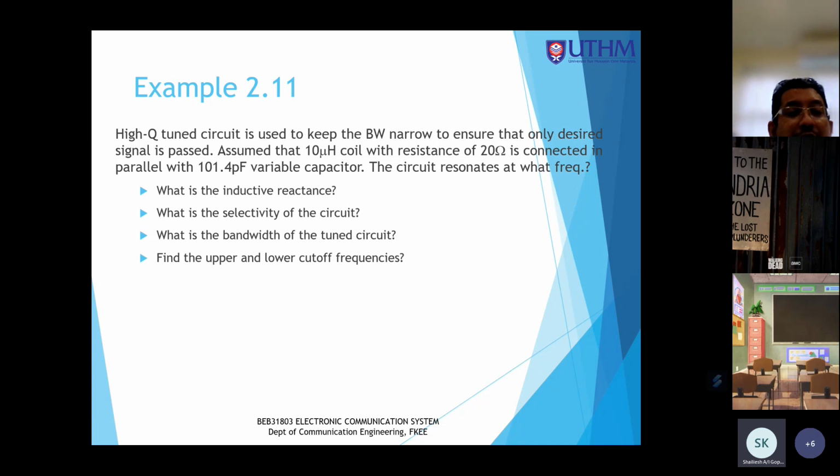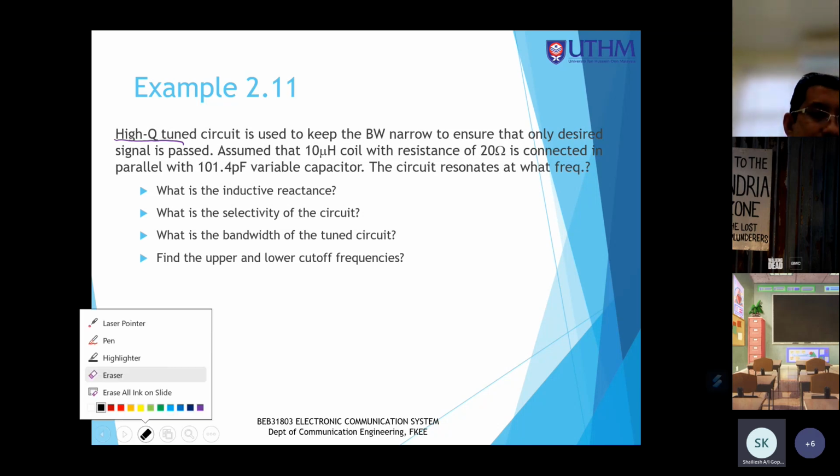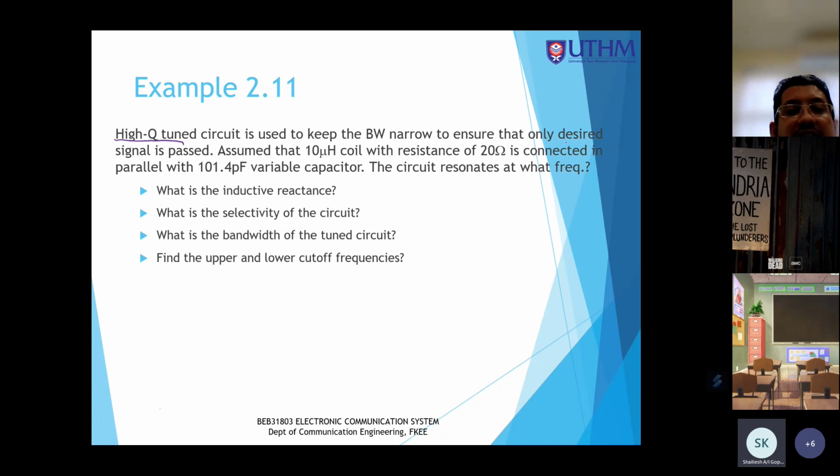Example 2.11, high quality tune circuit. It talks about a tune circuit. A high quality tune circuit is used to keep the bandwidth as narrow as possible to ensure that only the desired signal is passed. What does this mean? It wants the bandwidth to be narrow, meaning we expect a good bandwidth improvement factor.